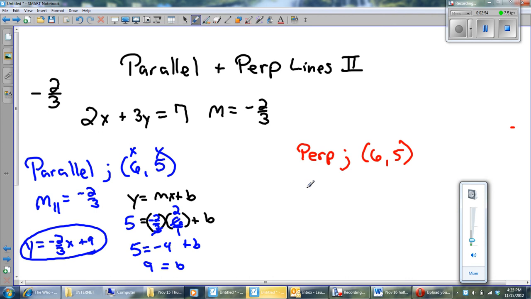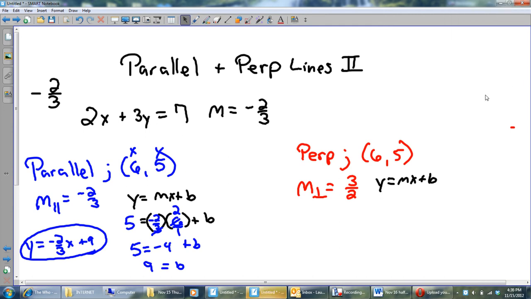All right, perpendicular. I need the slope. The perpendicular slope is going to be the negative reciprocal, so 3 over 2. Flip the fraction, change the sign. I'm going to use y equals mx plus b, and I'm going to plug in. I'm going to substitute in 5 for y, 3 over 2 for m. X is going to be 6 over 1, and plus b.